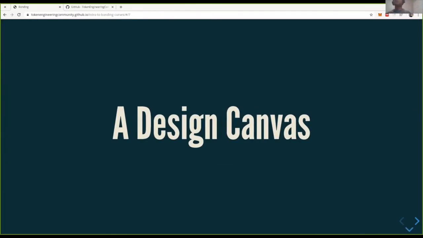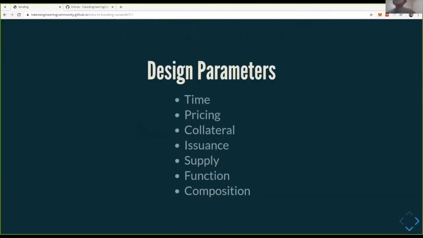So when you're designing a bonding curve, there are a number of different properties, or parameters, that you can design around. And they all have different effects. It's almost a bit of an art, I'd say. So some of the parameters are listed over here. I'm going to go into a bit more detail about each one.